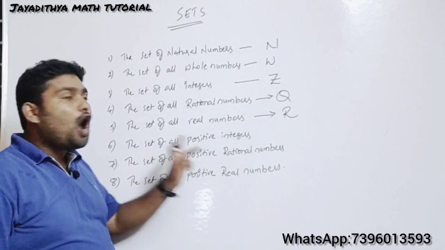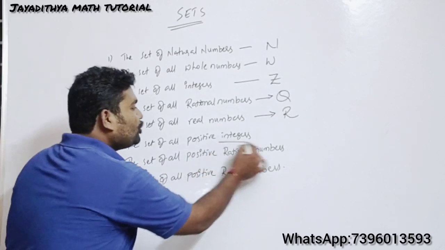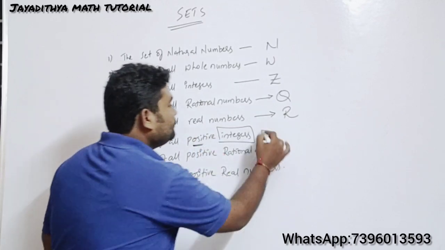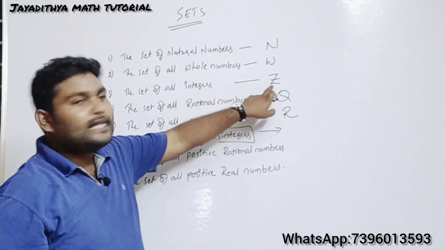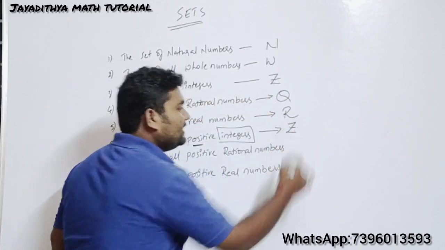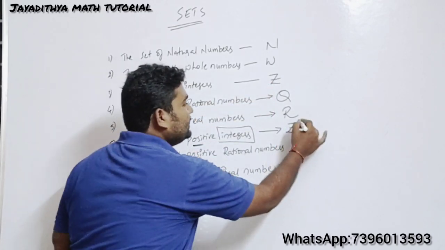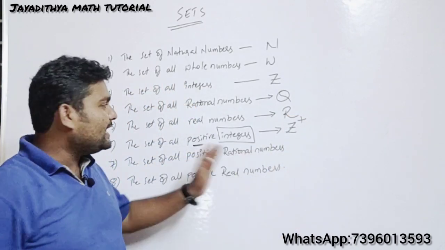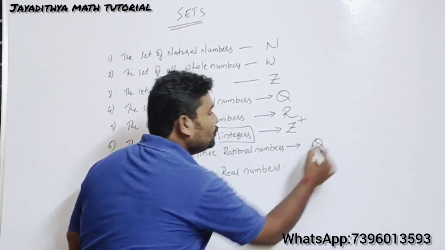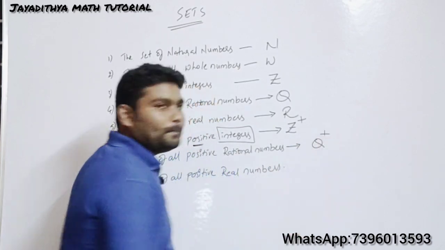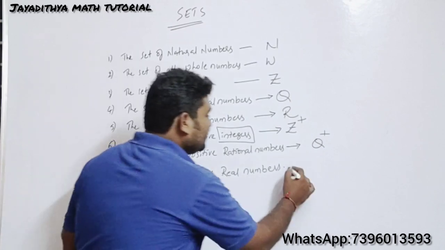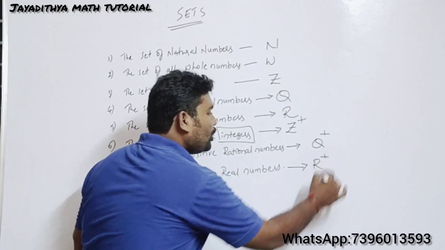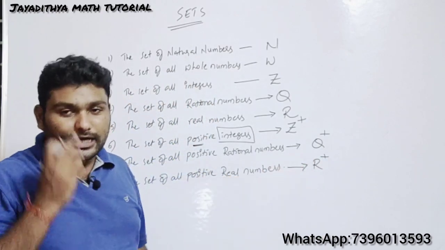And these are some special cases. The set of all positive integers. We are talking about integers, but the special case here is positive. How to represent this? Integers are represented by the letter Z, and you want only positive, so it is denoted by Z plus. Positive rational numbers: rational numbers are denoted by Q, and we want positive, so you add a plus. Positive real numbers are represented by R plus.